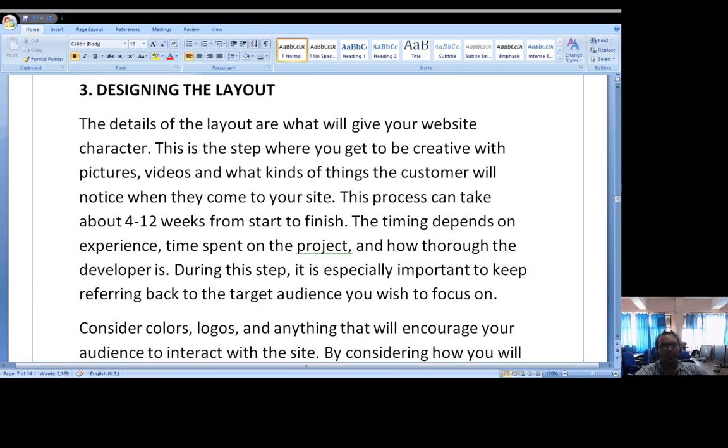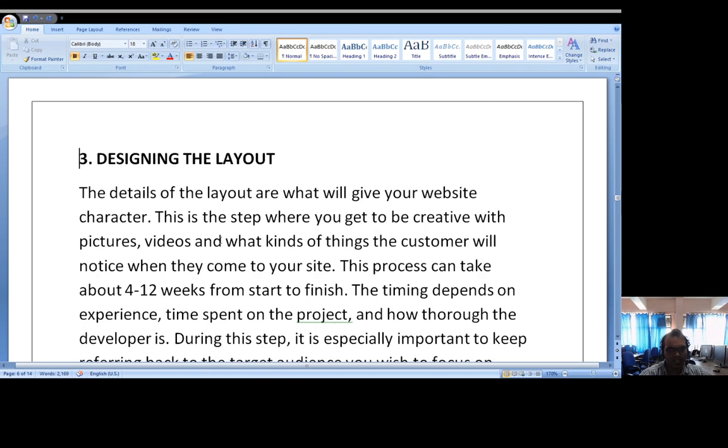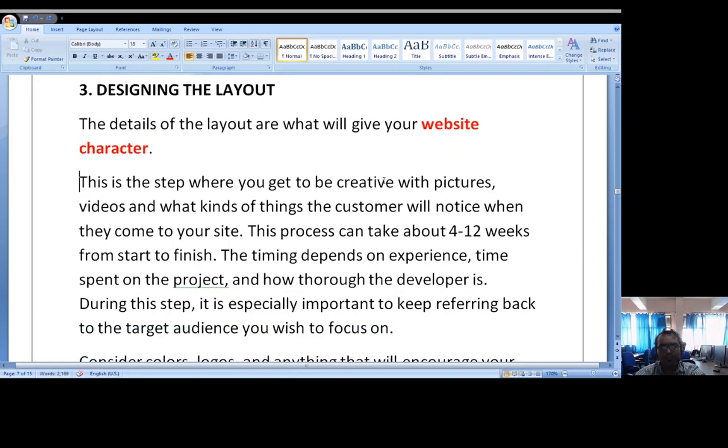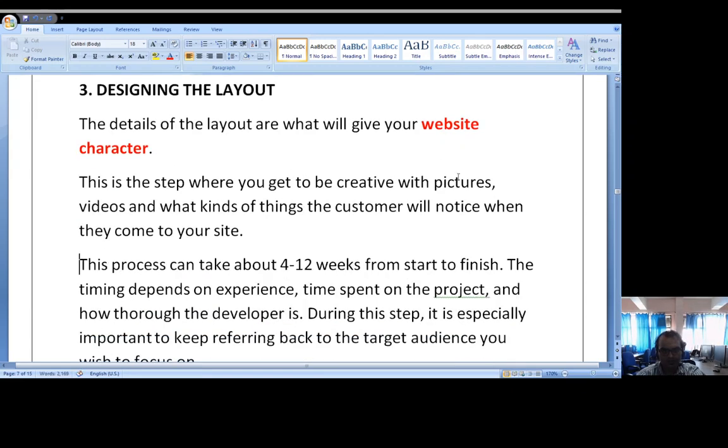What is designing a layout? Wireframe takes care of the visual representation. What really does the layout do? Layout gives our website a character. The character of the website is taken care of by this layout. This is the step where you get to be creative with pictures, videos, and what kind of things customers will notice when they come to your website.